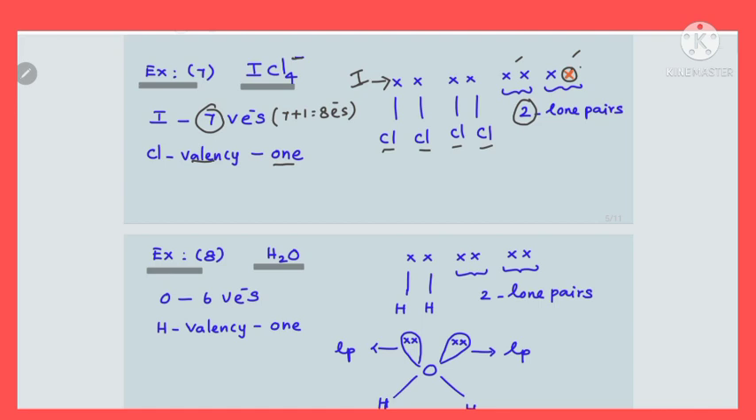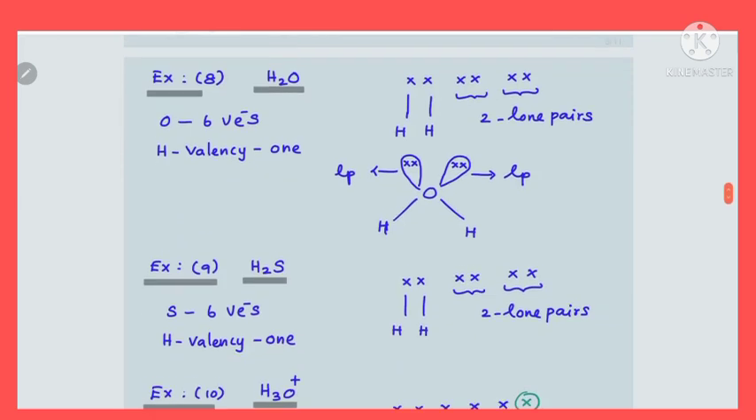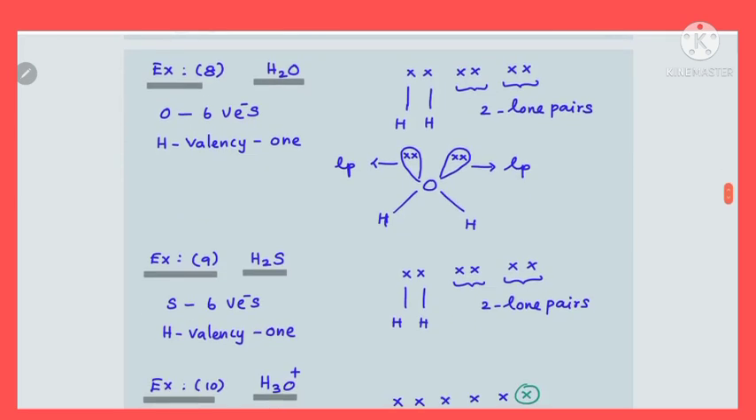Okay, right. The next molecule is water. Central atom oxygen, 6 valence electrons. Hydrogen is bonded with oxygen, valency 1 for hydrogen. Right. Now this is the valence configuration of oxygen atom, 6 electrons, 2, 4, then 6. Right.